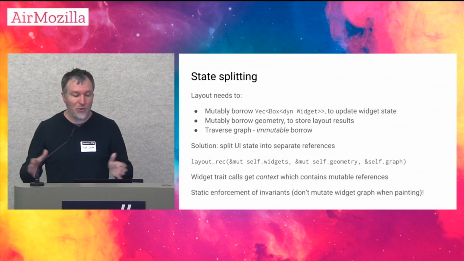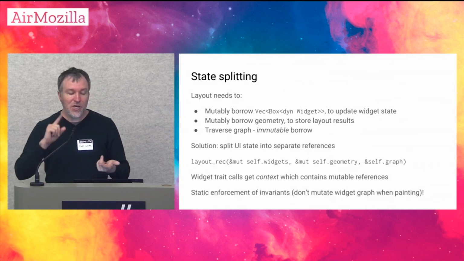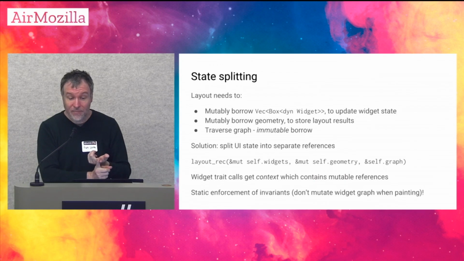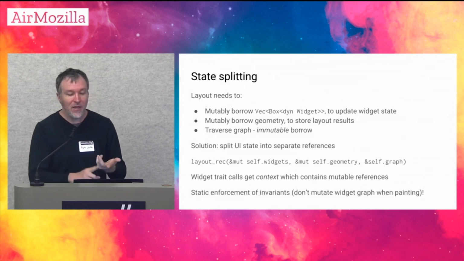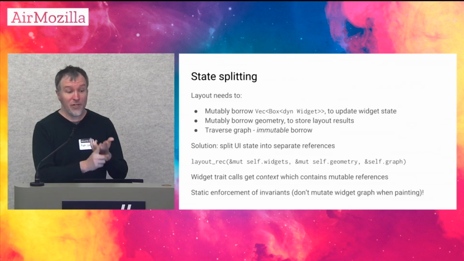So when you're doing layout, which we just went into in some detail, you need a mutable borrow of the widgets because you want them to be able to do whatever access to their own data. You need to mutably borrow the geometry because you need to store it somewhere. And then you need to traverse the graph.